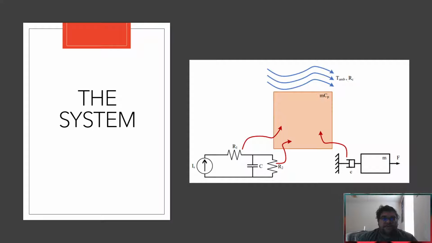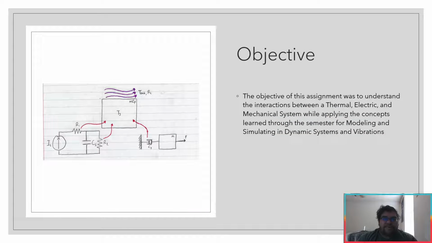This was the system that was provided to us. It has a triple subsystem built in of mechanical, electrical, and thermal. The objective of this assignment was to understand the interactions between the mechanical, electrical, and thermal systems while applying the concepts we learned throughout the class.